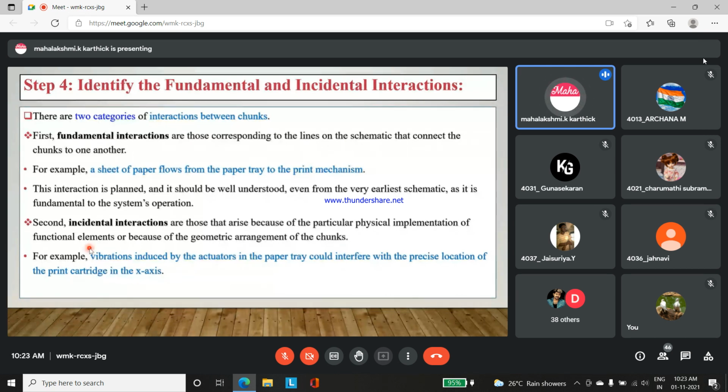Like, for example, vibrations induced by the accumulator in the paper tray could interfere with the prescribed location of the print cartridge in the x-axis.